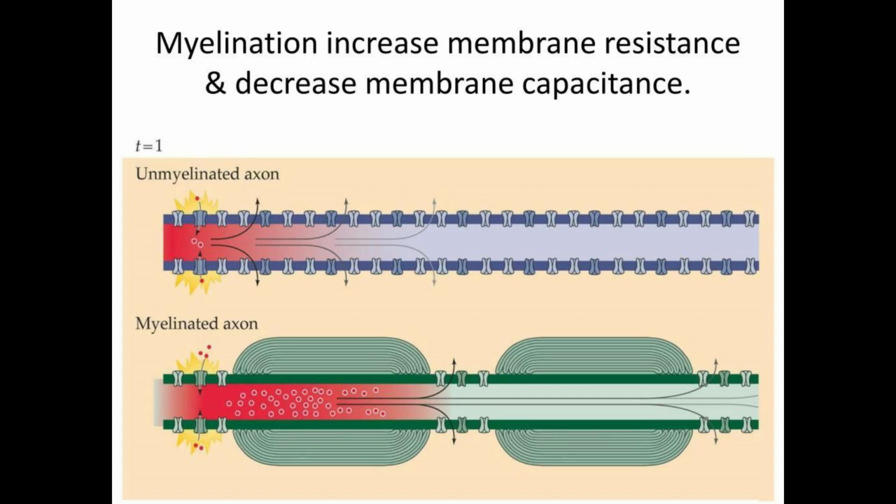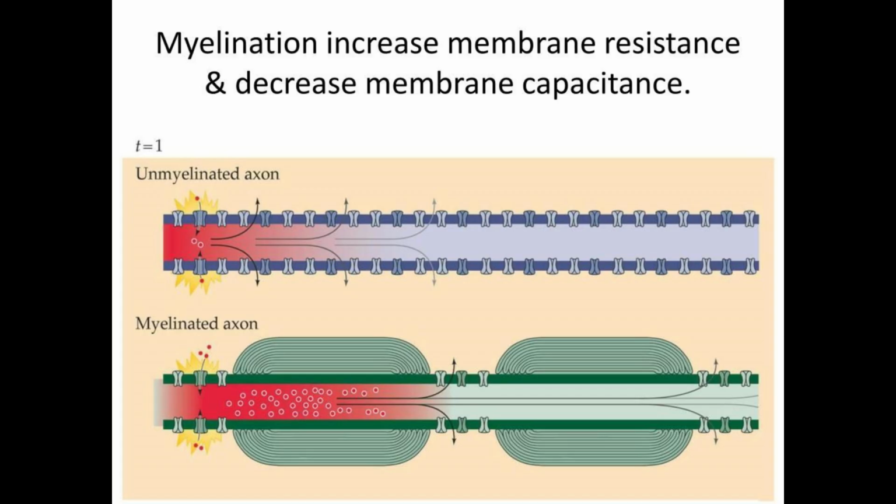Right. The charges are no longer sticking to the walls, which means the electrical current doesn't have to waste time charging up the membrane. Sure. The voltage change simply sweeps down the interior of the axon with almost zero friction. Wow. So you have low capacitance, meaning no drag, and high resistance, meaning no leakage.